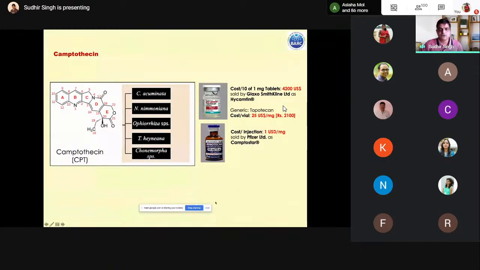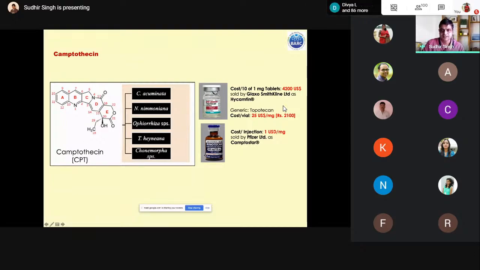To elucidate how important this compound is, I will give the cost, how expensive it is. That's why chemotherapy is so expensive. These values I am giving in terms of US dollars, and some in the context of India. Like the commercial one, a cost of 10 tablets of 1 milligram each sold by GlaxoSmithKline, that is sold as Hycamtin, is around $4,200 US.